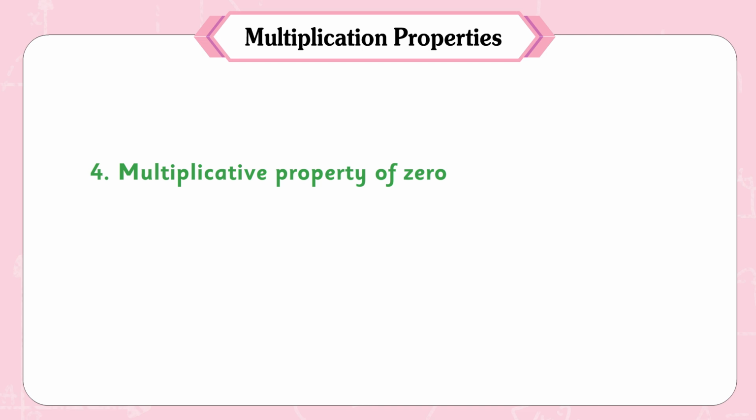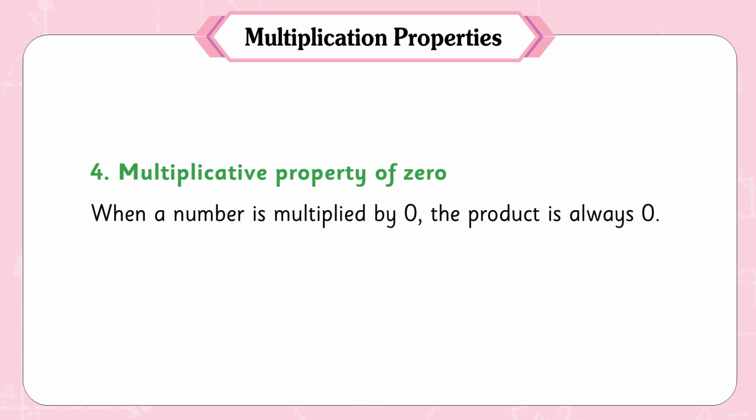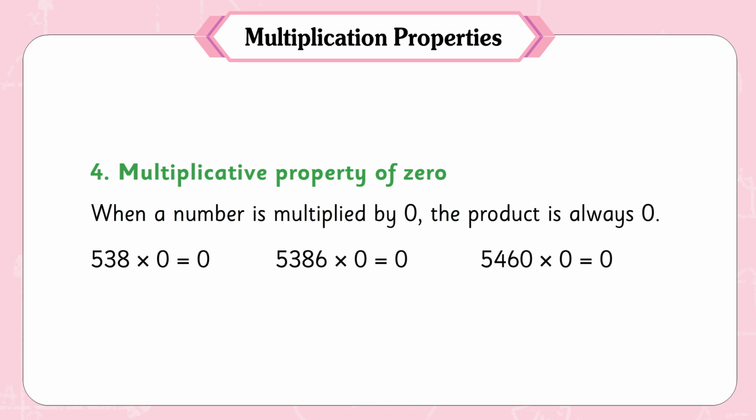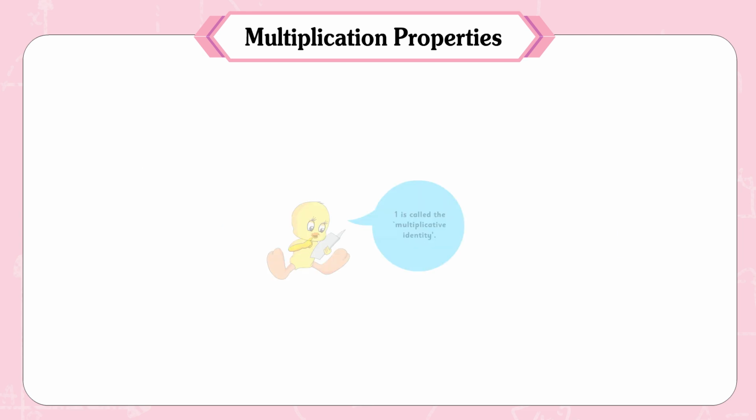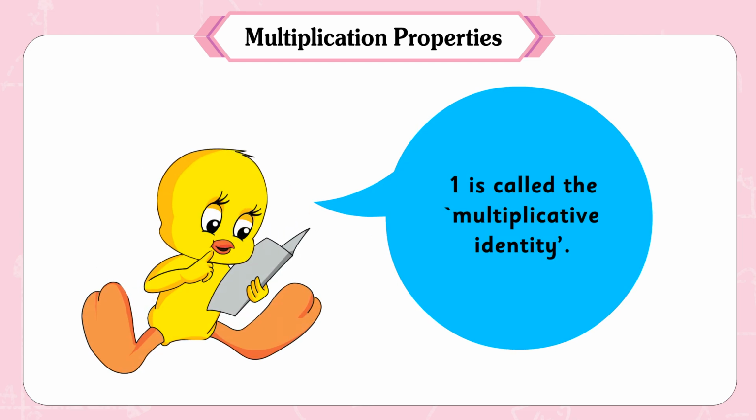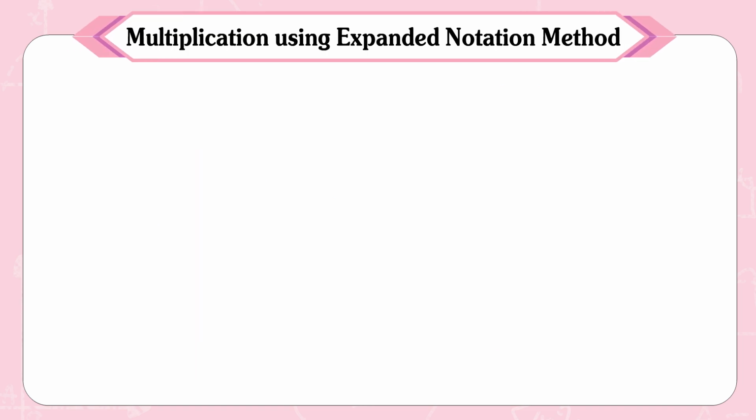4. Multiplicative property of 0. When a number is multiplied by 0, the product is always 0. 538 into 0 is equal to 0. 5386 into 0 is equal to 0. 5460 into 0 is equal to 0.